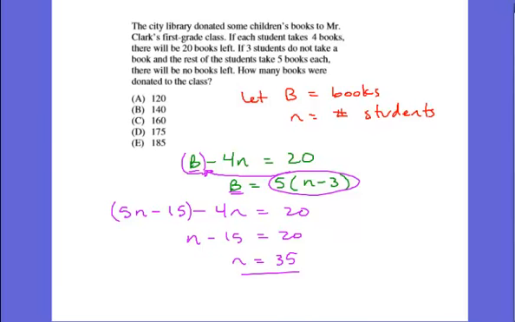So once we find what n is, we can simply plug it into either one of these equations. So I'm going to plug it in right here. So 35 minus 3 gives me 32. 32 times 5 is going to give me the total number of books. 5 times 30 is 150. 5 times 2 is 10. 150 plus 10 gives me my answer of 160.